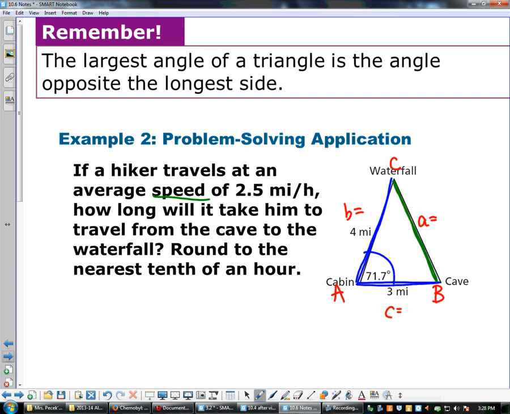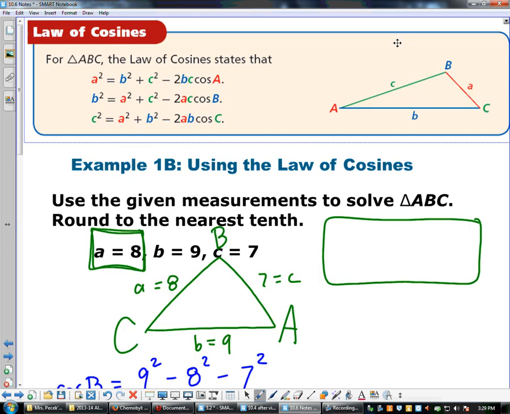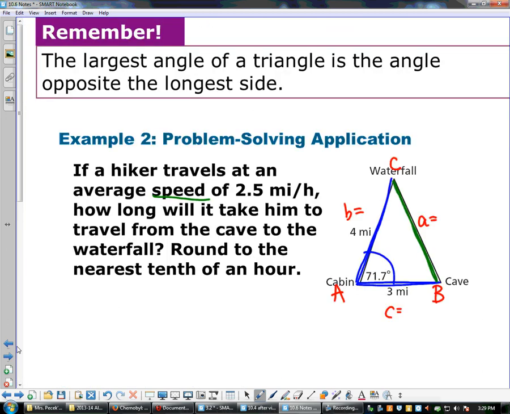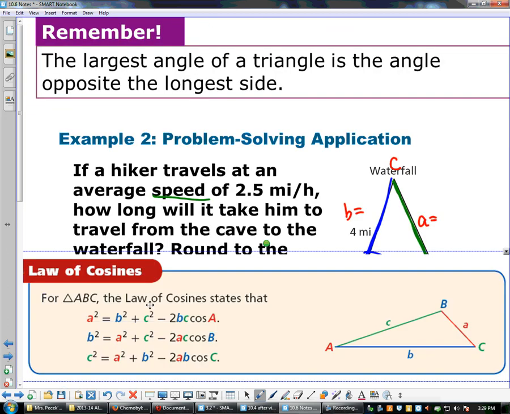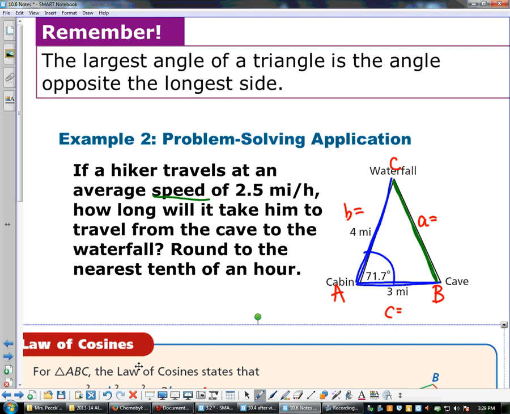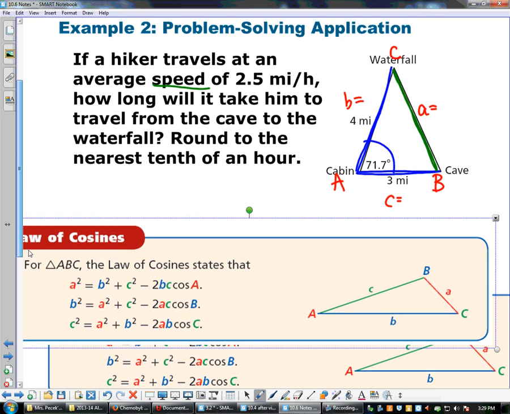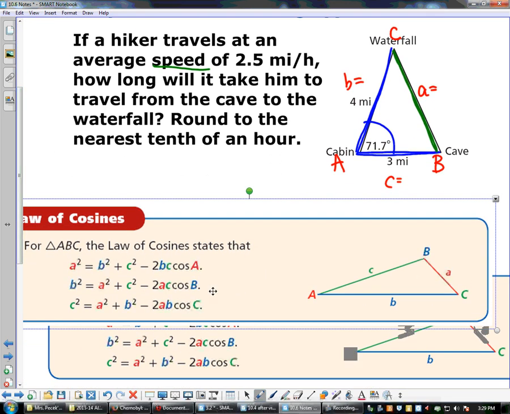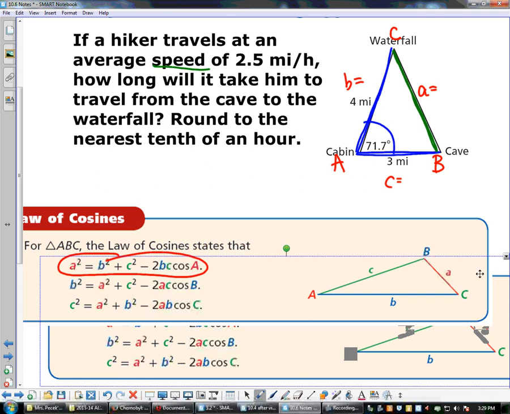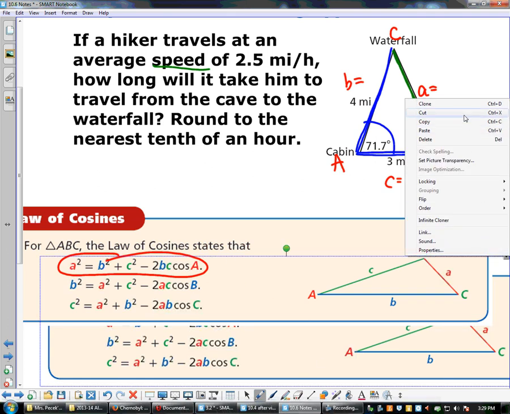It's going to be helpful in this case if I go back and bring in some of those formulas about the law of cosines. That top one right there we're going to use, and we're going to use that to find the side length A, which would tell me the distance between the cave and the waterfall. Again, we have labeled what our values are in this case. So we're looking for side length A between the cave and waterfall. I'll use this one right here. We have 2 copies of it, but that's okay. So let's plug in what we know.